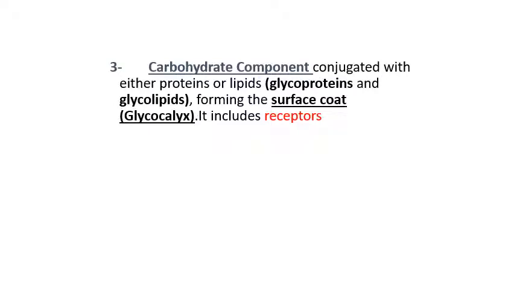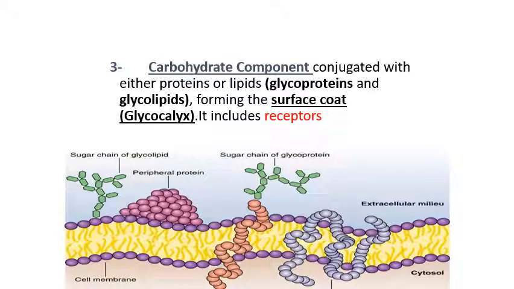The carbohydrate components, as we said, are usually conjugated either with proteins or lipids, forming the surface coat. This surface coat, the glycocalyx, is responsible for the fuzzy appearance of the cell membrane under the electron microscope. Again, this is the lipid bilayer. These are the carbohydrates forming glycolipid, and here are the carbohydrates fusing with the protein forming glycoprotein. This is the transmembrane protein, and this is the peripheral protein.